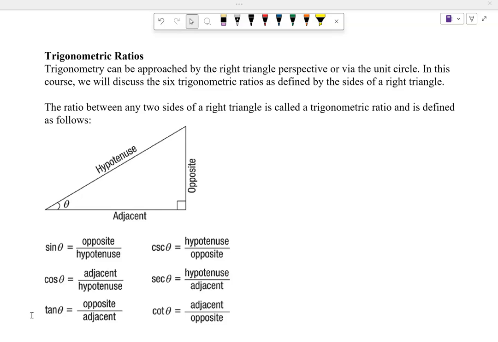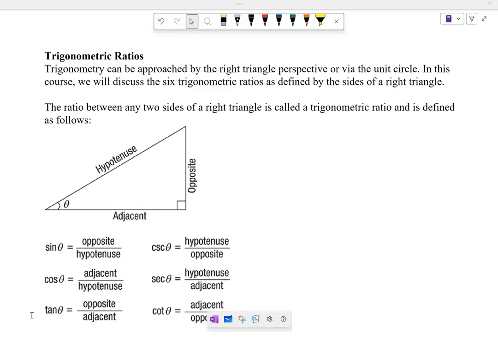All right, we'll get into trigonometry now. Now, you can approach trigonometry either with a unit circle approach or a right triangle approach. We're going to do that with a right triangle approach, and just kind of a little bit of an introduction to trigonometry in this course. So we're going to look at the 6 trigonometric ratios of a right triangle.